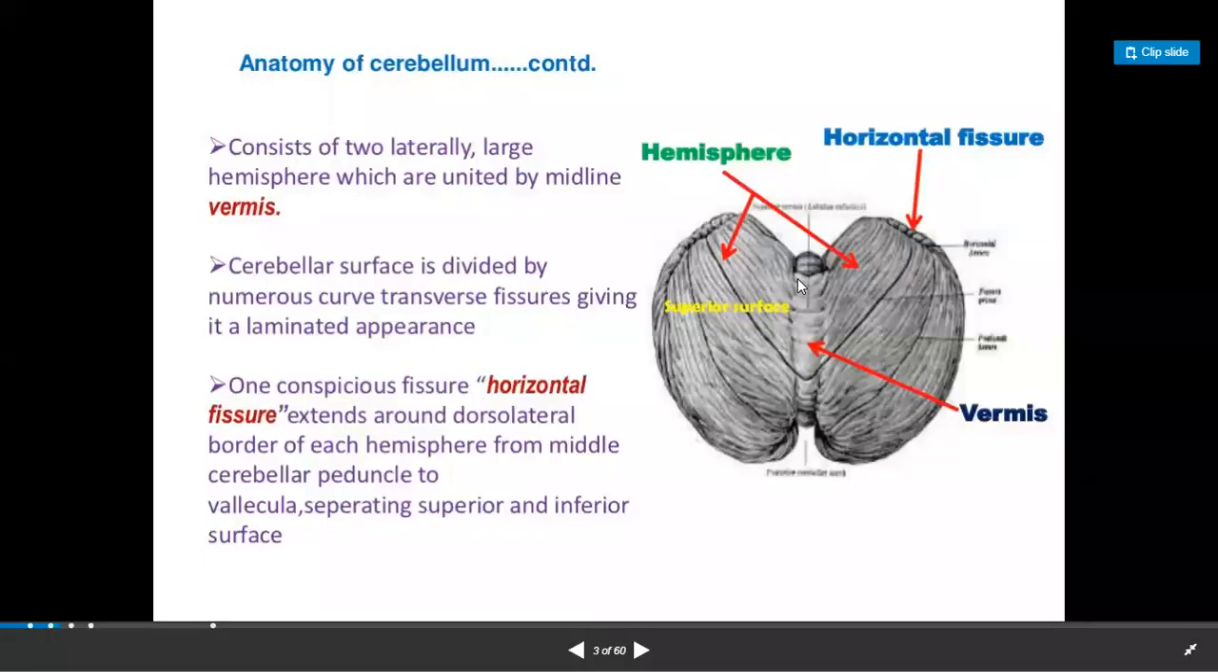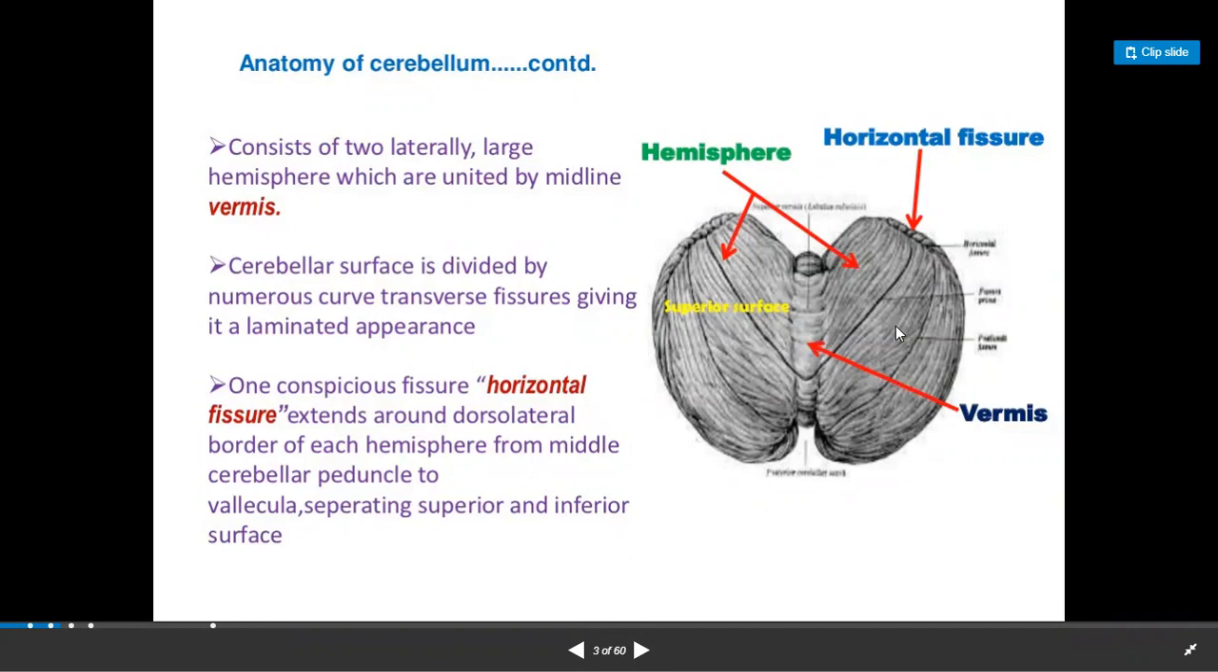So when you see the anatomy of the cerebellum, it has two laterally large hemispheres. This is one hemisphere, the right hemisphere. This is one more hemisphere. Between the two cerebellar hemispheres, there is one midline structure which is joining these two hemispheres. This midline structure is the vermis.